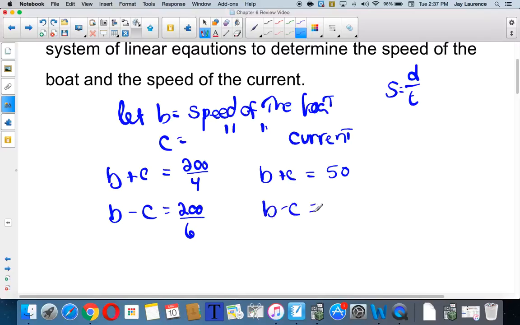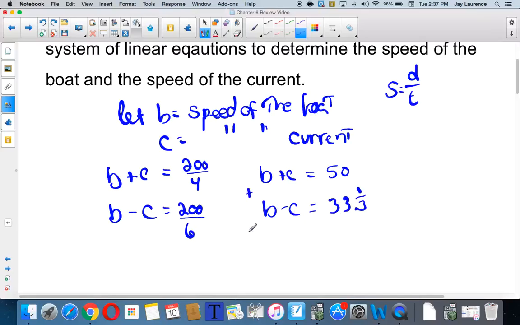6.6 repeating, is that right? 200 divided by 6, 33.3 repeating, 33 and a third, right? I'm going to go like that, 1/3. That'll make it easier. All right, now I'm going to use elimination.